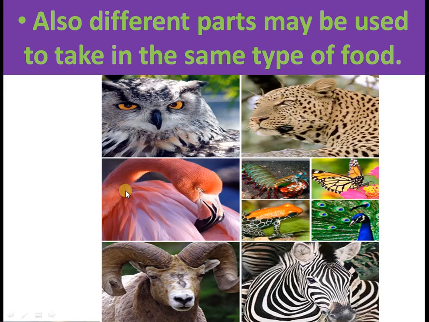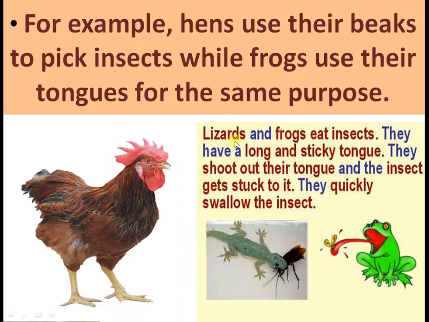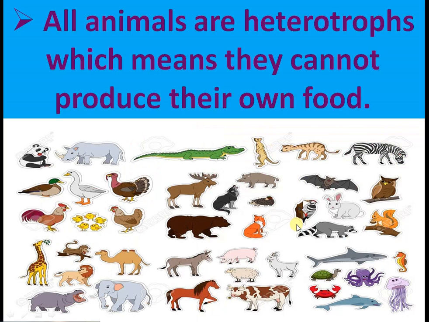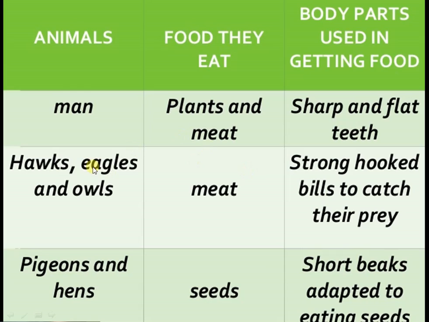Also, different parts may be used to take in the same type of food. For example, hens use their beaks to pick insects, while frogs use their tongues for the same purpose. All animals are heterotrophs, which means they cannot produce their own food. They depend on other animals. What type of food they eat and which body parts they use to get food, we will discuss.